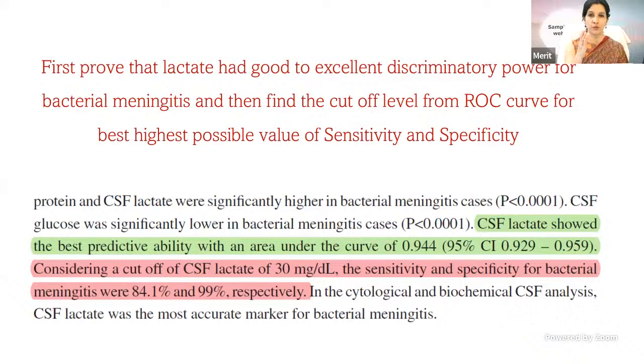So maybe you can plot a ROC curve, you can see the value of each cutoff, and then you can decide. Here the protein and CSF lactate were significantly higher in the bacterial meningitis cases. The CSF glucose was significantly lower. CSF lactate showed the best predictive ability. The area under the curve we assumed to be 0.8, but the actual area came to be 0.944, which is an excellent discrimination. They decided on a cutoff of 30, and calculated the sensitivity and specificity for bacterial meningitis as 84.1% and 99% respectively.